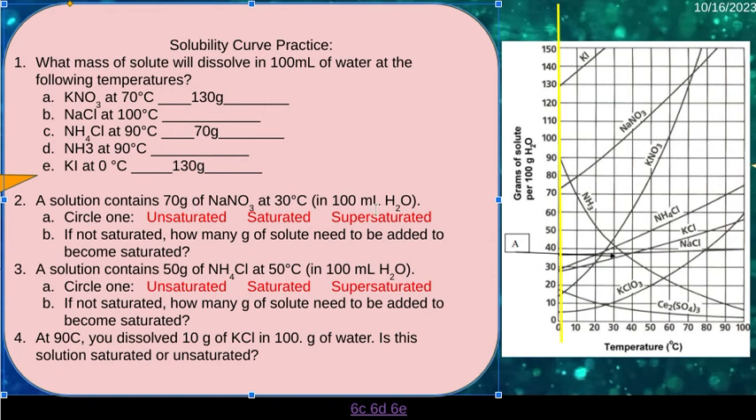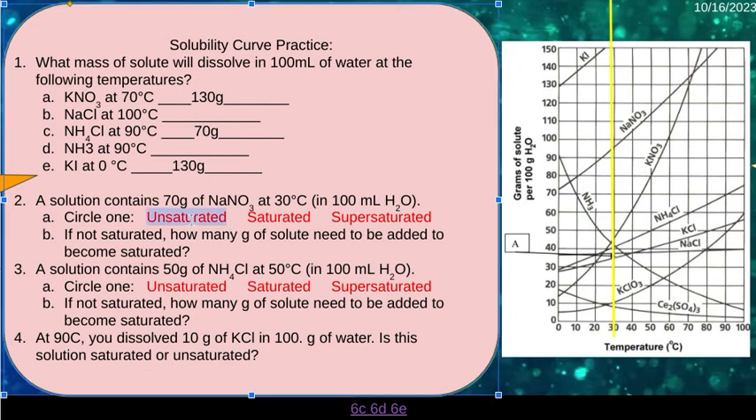A solution contains 70 grams of NaNO3 at 30 degrees. Is it unsaturated, saturated, or supersaturated? So NaNO3, let's look at where NaNO3 is. NaNO3 is this line right here. And if it's at 30 degrees, I'm not going to draw a horizontal line, but 30 degrees and 70 grams would be right here where my mouse is. Now that is below NaNO3, so that's unsaturated. This would be oversaturated or supersaturated. Anything on the line would be saturated.